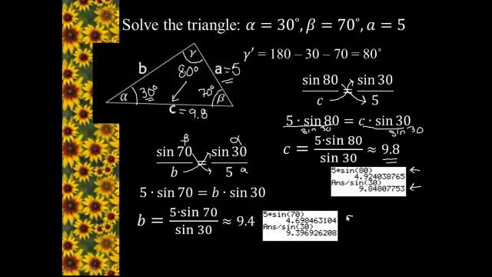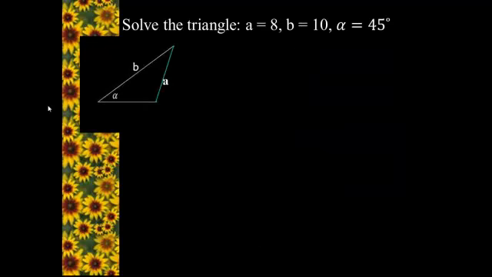Once again, here's what my calculator shows. I did the numerator and then divided by the denominator. And now fill in the last part. B equals 9.4.